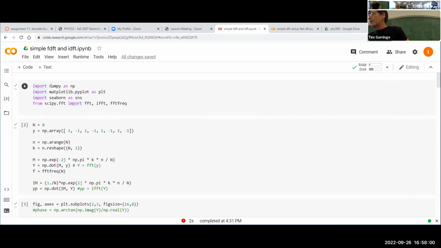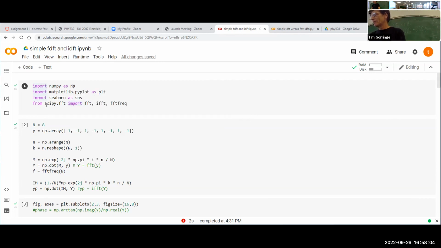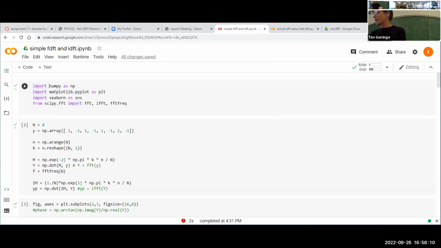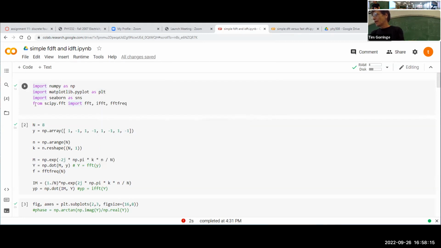I need numpy because I'm going to do matrices times vectors. I want to plot the time domain data and the frequency data, so I need to be able to plot. I've got a couple of other libraries here, actually.